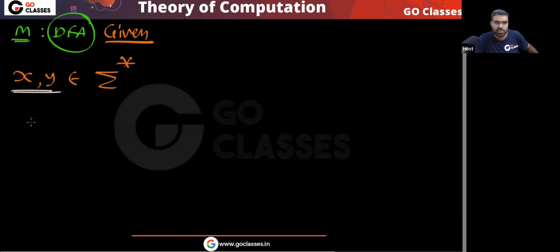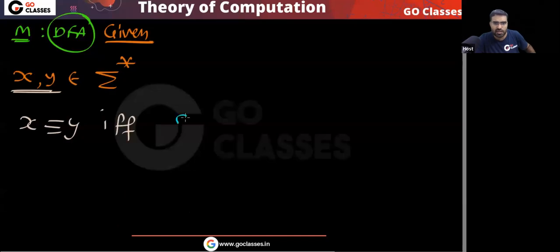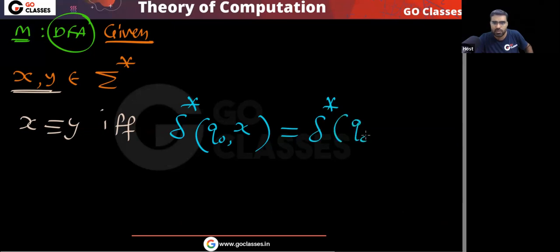Remember, the question is saying that x is equivalent to y if and only if what happens? Can anyone tell me what it means? This means delta star of q0 comma x is the same as delta star of q0 comma y. Can anyone tell me what it means? First of all, what does delta star mean, and what does delta star q0 x mean? First of all, tell me about this.